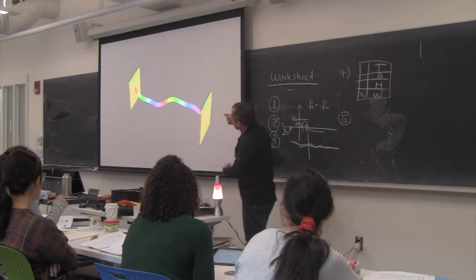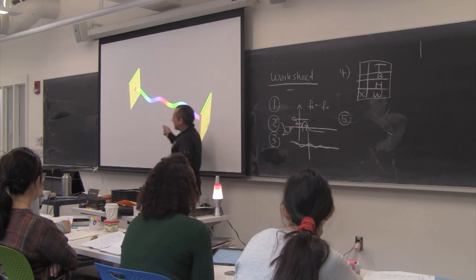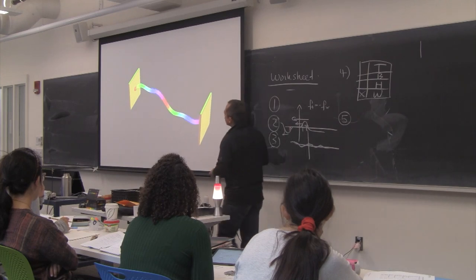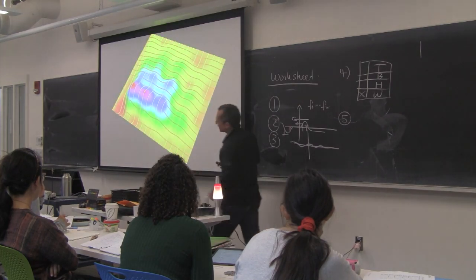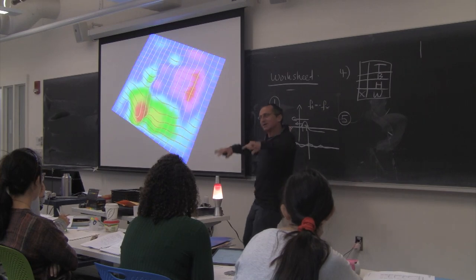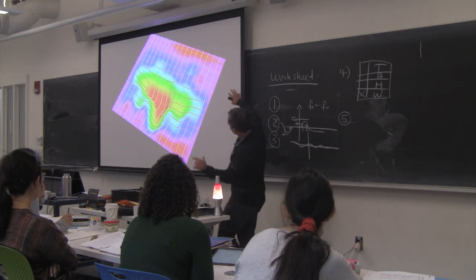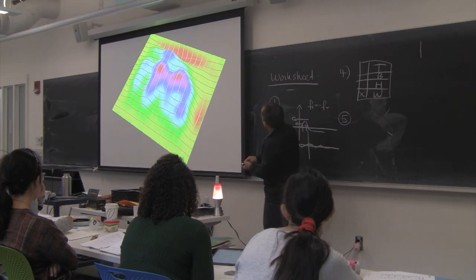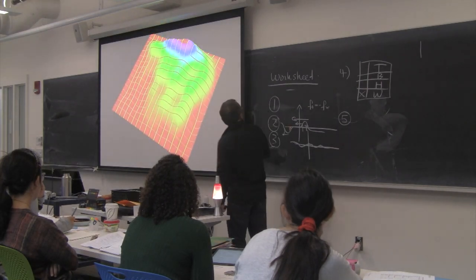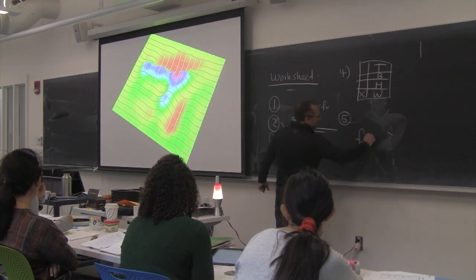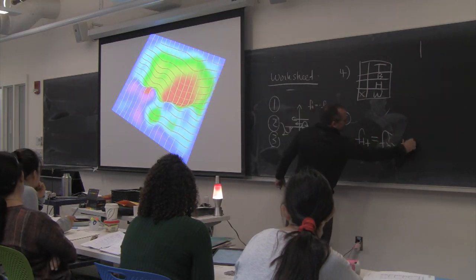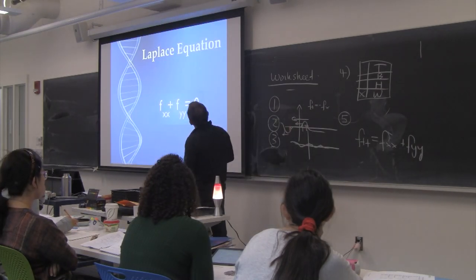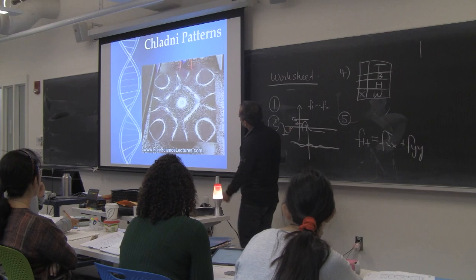So this is what it looks like when you run it with Mathematica, which has built-in routines to do that, also in two dimensions. And that's pretty cool if you are in a pool, right, and you have these waves moving around. So that's the wave equation in two dimensions, which is FTT equals FXX plus FYY. Very beautiful. And the Laplace equation we have seen, this is the Chladni.